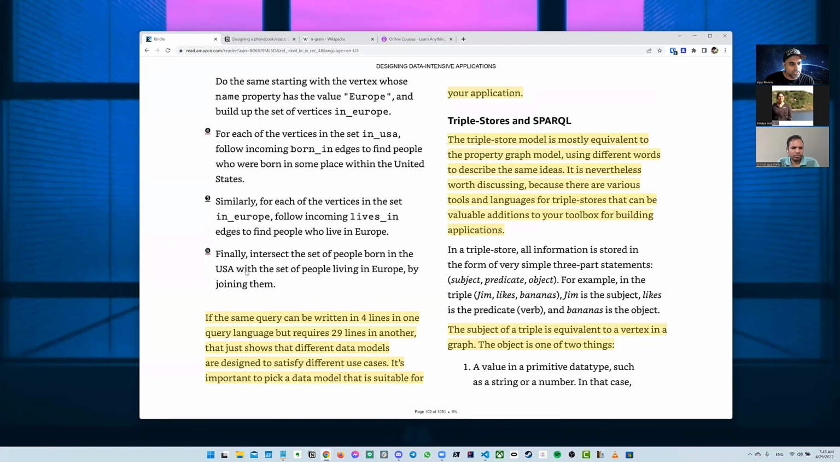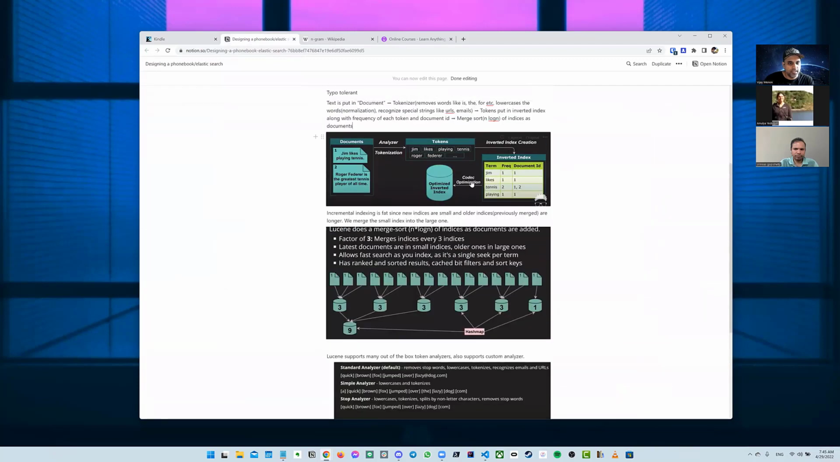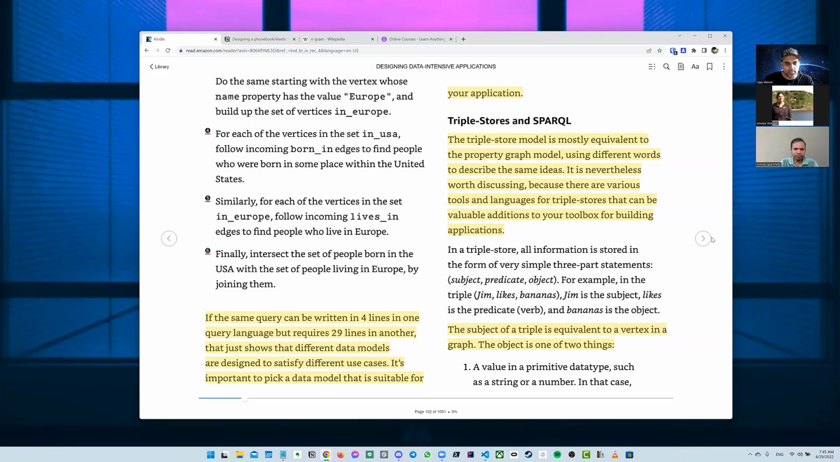The next part that I highlighted was that if the same query can be written in 4 lines in one query language but requires 29 in another, that just shows that different data models are designed to satisfy different use cases. So it's important to pick a data model that's suitable for your application. This goes back to that whole paradigm of imperative writing versus declarative writing, and also maintainability, because that seems to be a theme, right? When you're designing something, you want to pick the thing that's maintainable, not difficult to maintain. Are there any questions with that section?